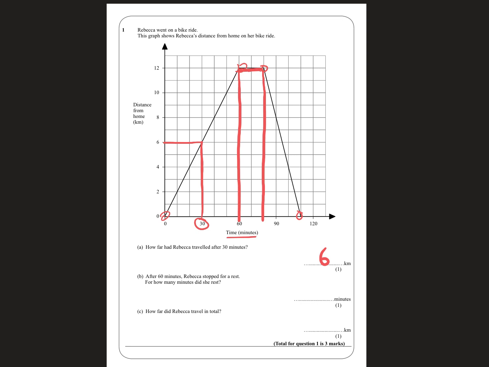So for 3 spaces, 1, 2, 3, you have 30 minutes. So 30 divided by 3 means each little space is 10 minutes. So that would be 60, 70, 80. So she's actually spent 20 minutes resting.